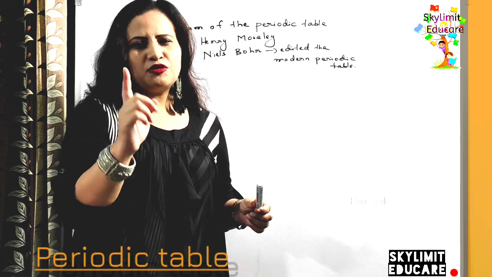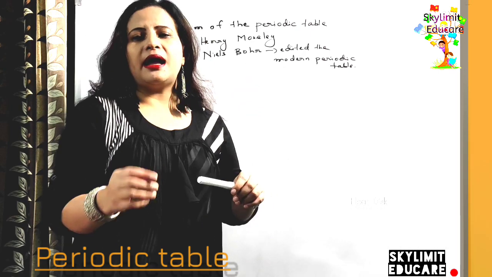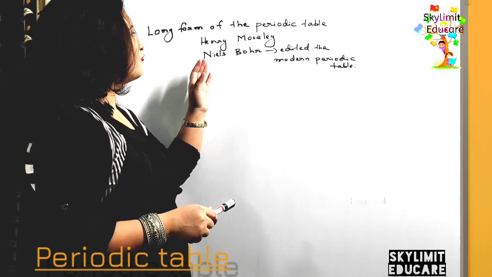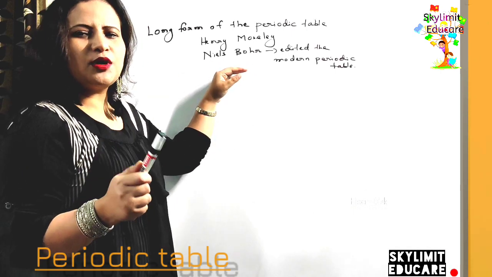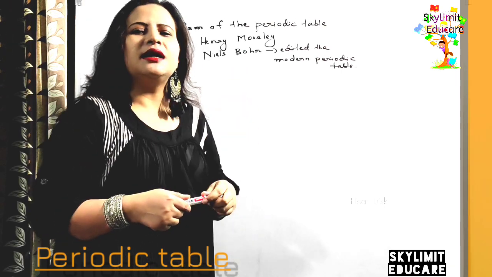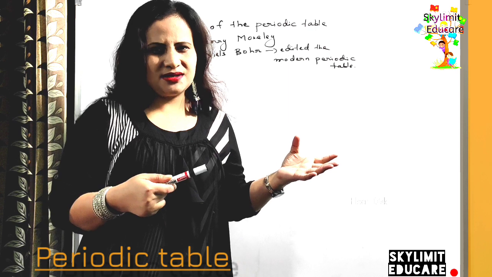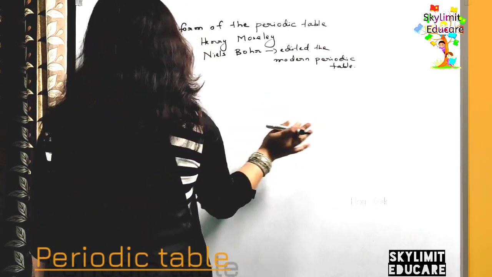Okay, so you are going to post in the comment box the name of the element which was named after Niels Bohr and also the atomic number of that element, right? So we have the long form of the periodic table, and it was edited by whom? Scientist Niels Bohr, about whom you have already read in atomic structure, how he presented his Bohr's atomic model, right? So students, now let us come back to the topic.